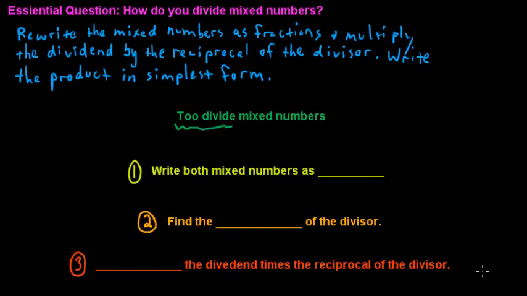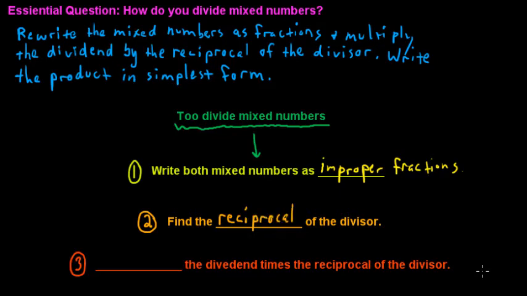Okay, so here are the steps. So to divide mixed numbers, you write both mixed numbers as improper fractions. So that's the first step. Alright, second step. You find the reciprocal of the divisor. Remember, the reciprocal is flipping the numerator and the denominator. And then you multiply the dividend times the reciprocal of the divisor.